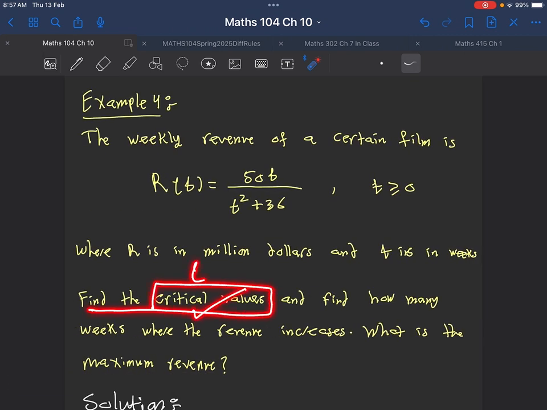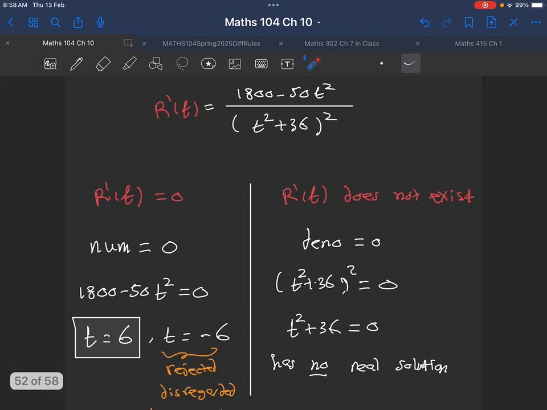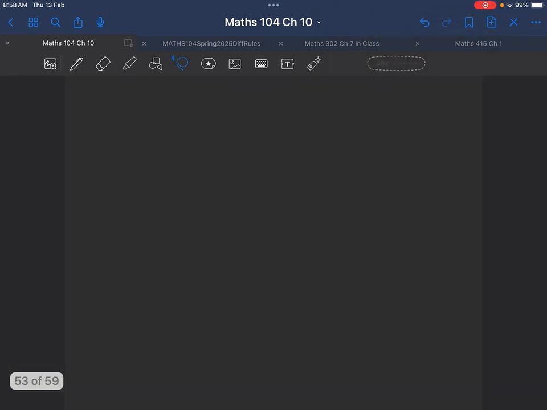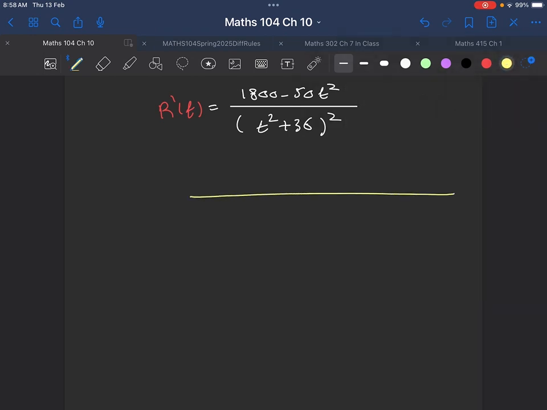Now, if we look at the question, it tells me to find the critical values, and we did that. The critical value is t equal to 6. The next question is how many weeks the revenue increases, and in order to find the increase, we need to write the number line. So let me take this one with me to the next page and write it down here. And now the number line is this one.